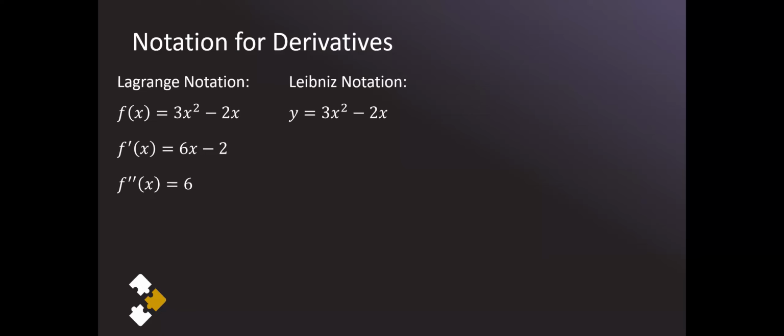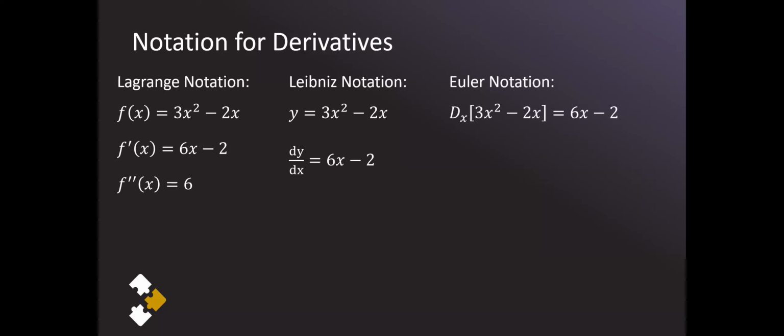And Leibniz notation is the one where we use y, right? If we're trying to find the derivative of y, we say dy over dx. So the derivative of the function is 6x minus 2. Then Euler's notation is the one where we use a capital D with a subscript of x, and then we differentiate that. So the working out is still the same. The answer that you arrive at the end must be the same.